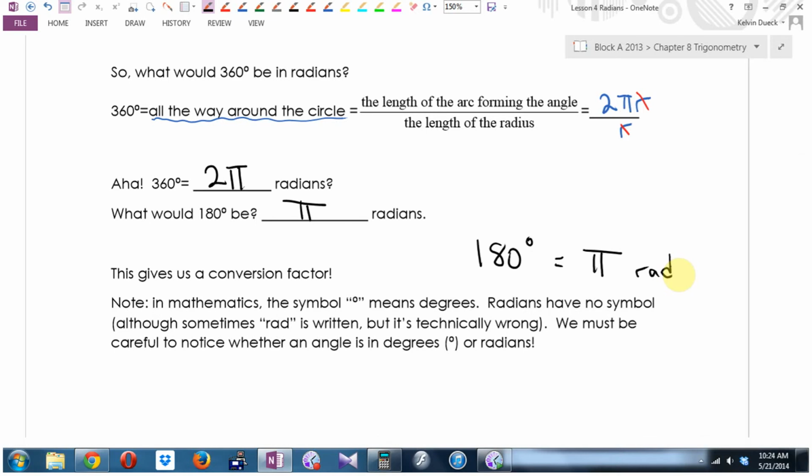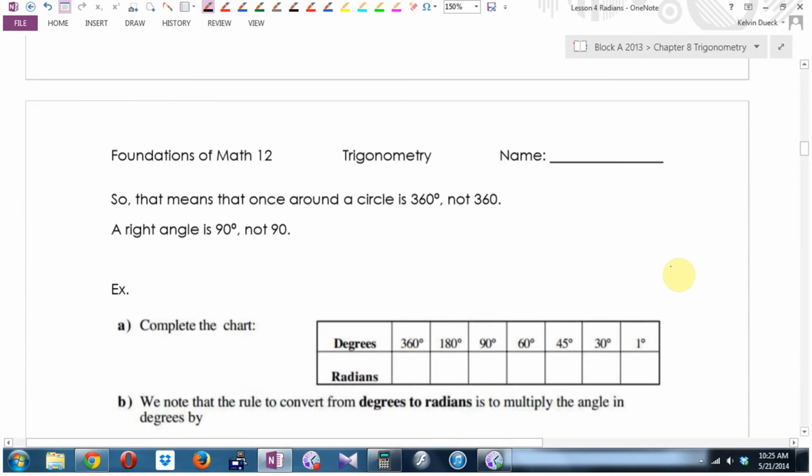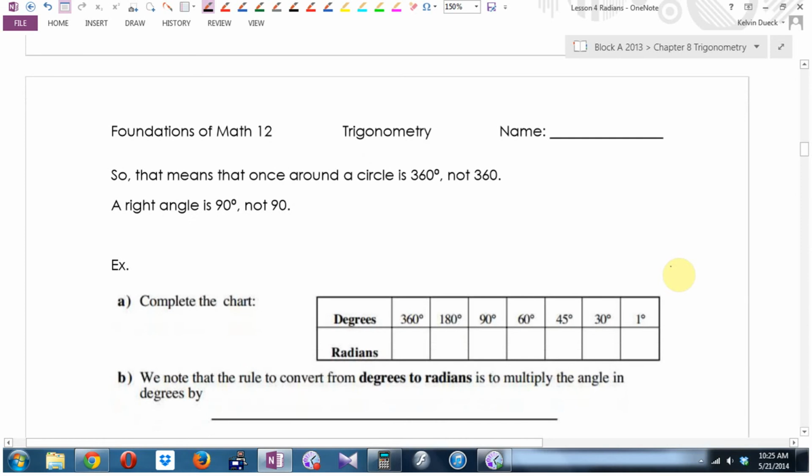Here's what that means. Turn the page. I'm going to start being fussy now.